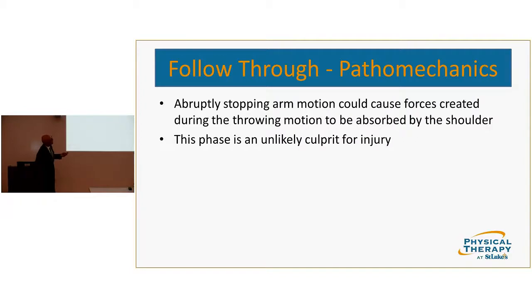This, the pathomechanics, the biggest one is if you abruptly stop the arm from going forward. I mean, that's really the bottom line. Rarely do I see it, and it rarely brings up an injury for that person. It's usually going to happen way back when there's a lot more muscle activity going on.